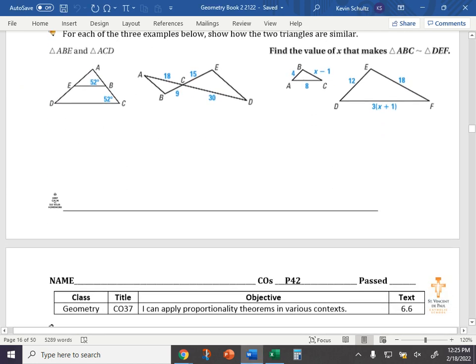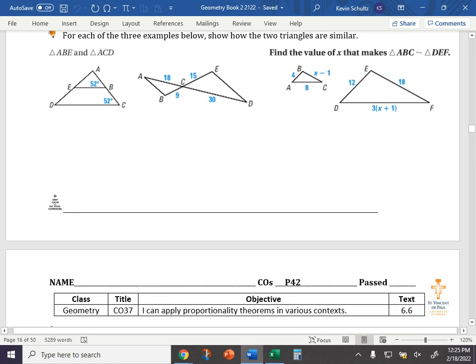It says, for each of the three examples below, show how the two triangles are similar. First one, ABE and ACD. How are those two triangles similar?